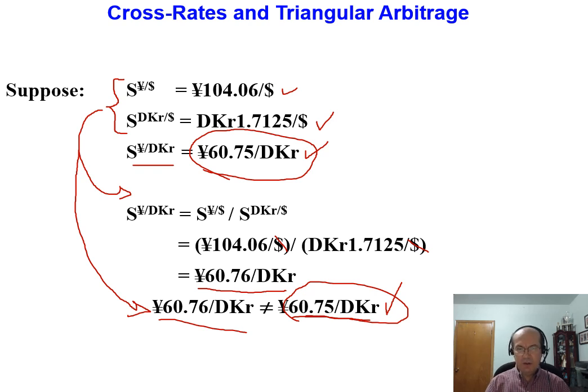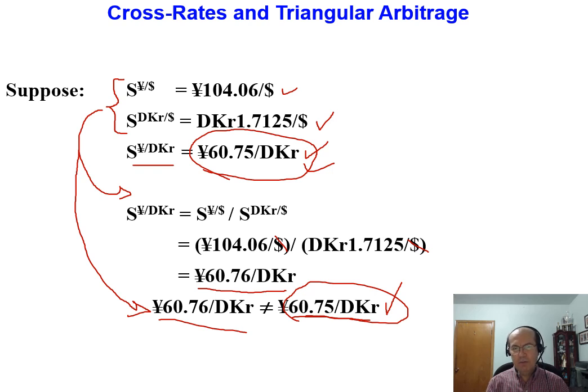How can we take advantage of this mispricing? We should buy low, sell high. This is the general rule of arbitrage. Buy the currency which is undervalued, sell the currency which is overvalued. At this exchange rate, Danish krone is undervalued, Japanese yen is overvalued. So we need to sell the overvalued currency and buy the undervalued currency. So we should use Japanese yen in order to buy Danish krone.